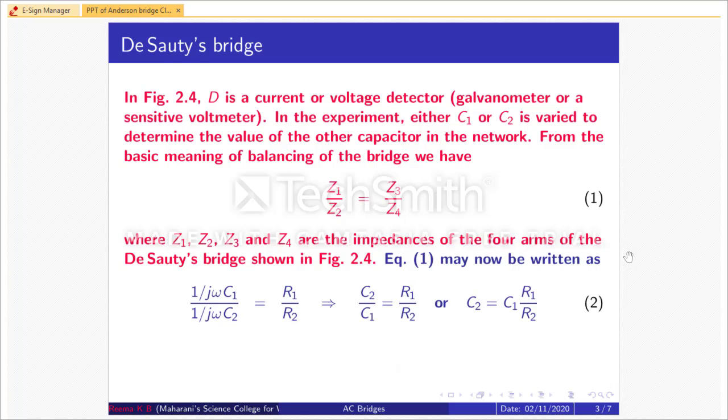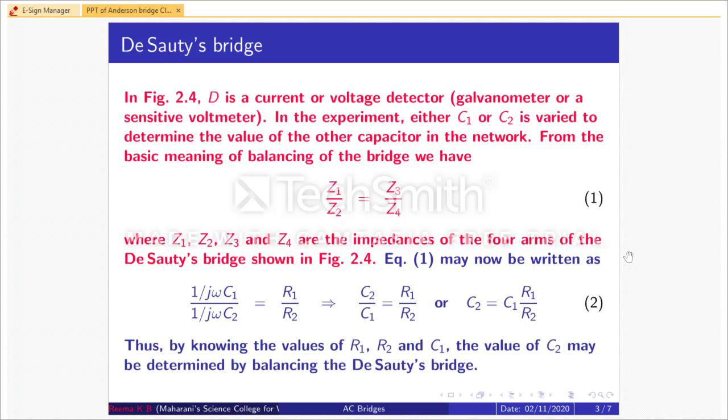Equation 1 may now be written as 1 divided by j omega C1, whole divided by 1 by j omega C2, which is equal to R1 by R2. This implies C2 by C1 is equal to R1 by R2, or C2 is equal to C1 times R1 by R2. Thus, by knowing the values of R1, R2 and C1, the value of C2 may be determined by balancing the de Sauty's bridge.